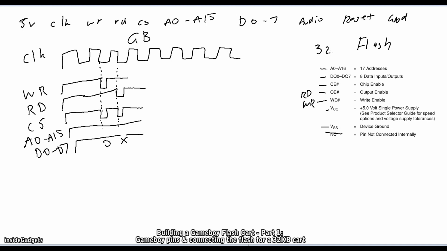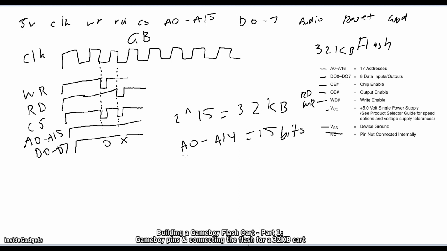So let's say we wanted to build a 32 kilobyte flash cart. So we need to do 2 to the power of 15, which gives us 32 kilobytes. Since we start off at 0, we just need 15 bits, so that would be A14, that gives us our 15 bits. Now, since these are our address lines, all we need to do is connect these directly to the flash chip. So for A15 on the flash chip and A16, we need to ground those. Otherwise, if you leave them floating, you'll get inconsistent reads or writes.